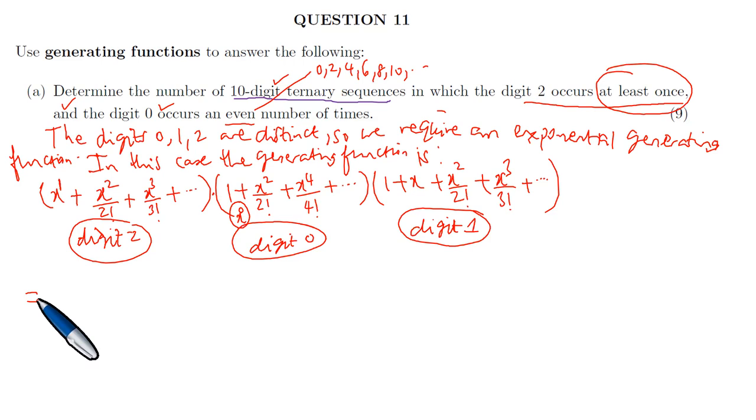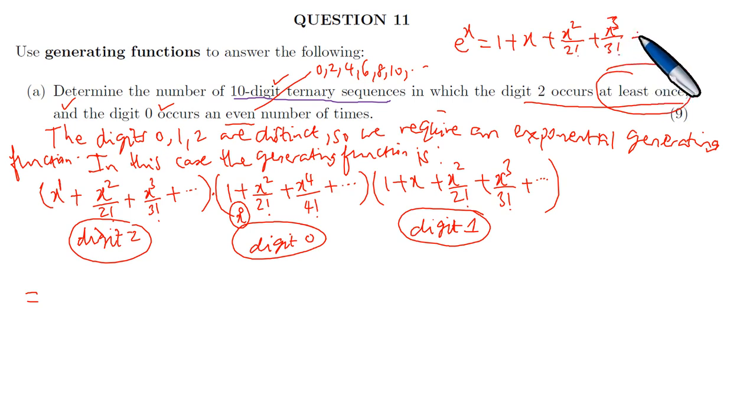So what is this thing here? The exponential, e to the power x, is always 1 plus x plus x squared over 2 factorial, then x cubed over 3 factorial, and so on. This is the general one. Now, because this one is for the digit 2, it starts from x, so you must move the 1 to the other side, so it becomes e to the x minus 1.